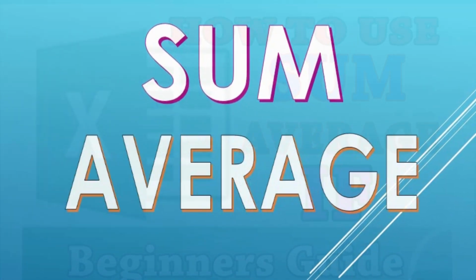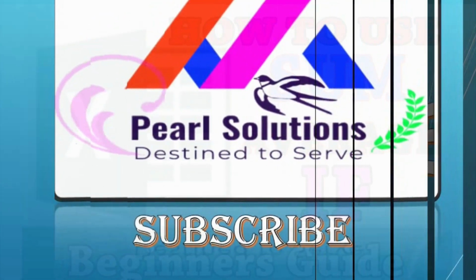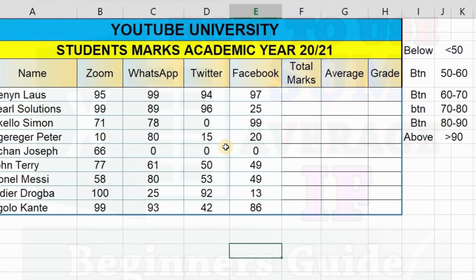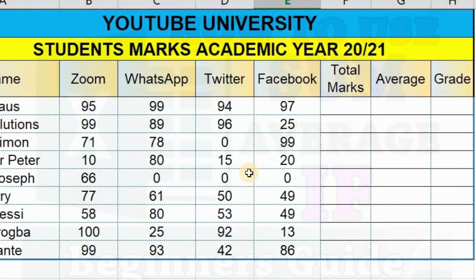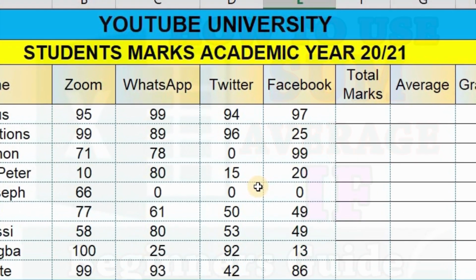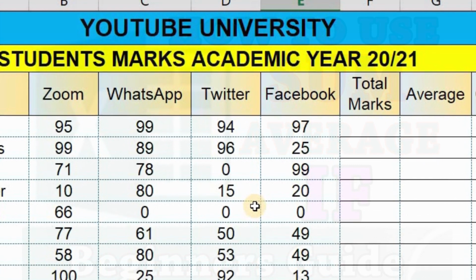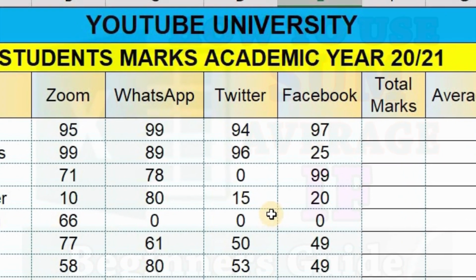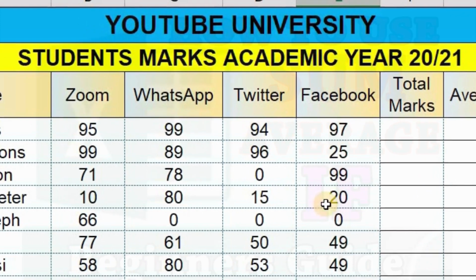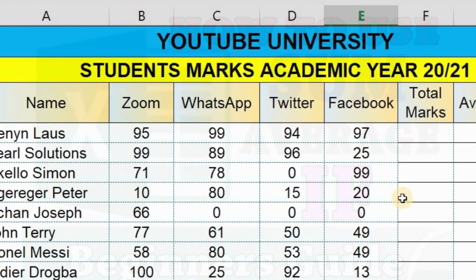I'm going to show you how to use sum, average, and if functions. Here we have our example of YouTube University Students Marks, Academic Year 2020-2021, and we have the course units as Zoom, WhatsApp, Twitter, and Facebook. We have our list of students here, but we want to see how we are going to apply our formula.